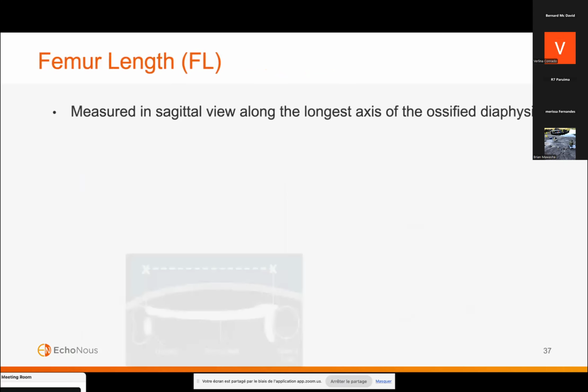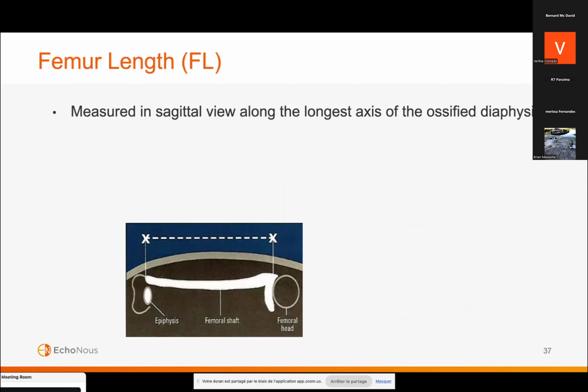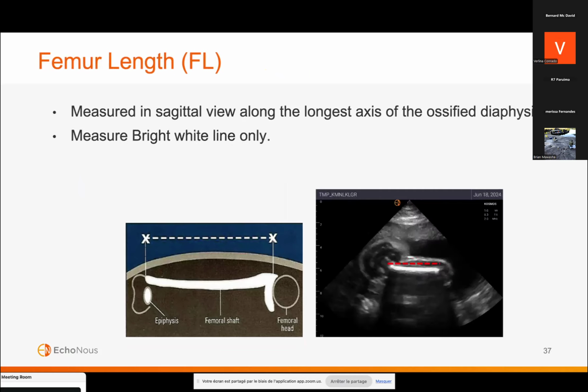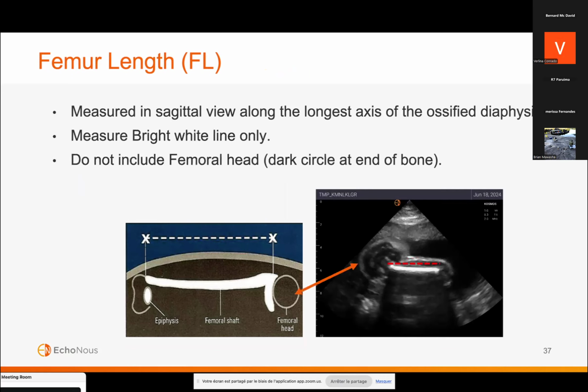The femur length is measured in sagittal view along the longest axis of the ossified diaphysis. So then it is only needed to measure the bright white line on the image. In other words, we exclude the femoral head represented by the dark circle on the image.